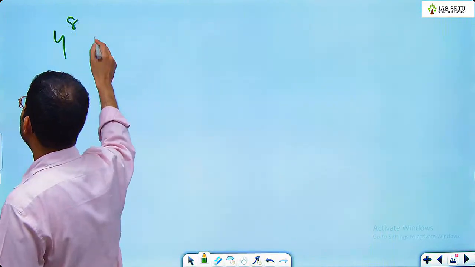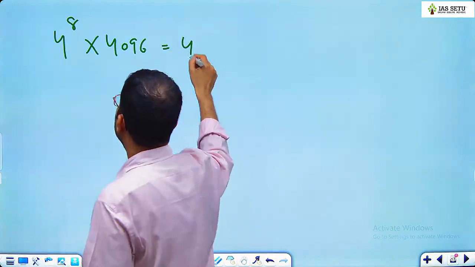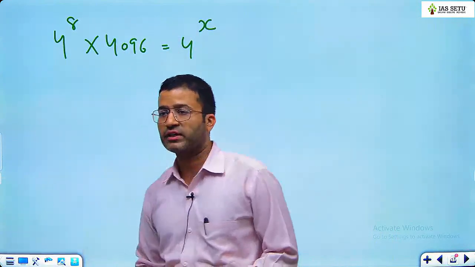Next is 4 is to power 8 into 4096 is 4 is to power x. Find what is the value of x.